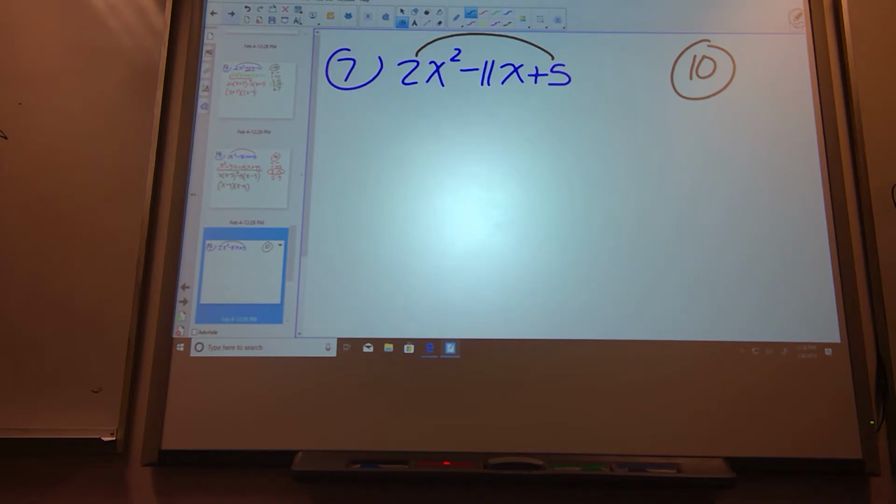Wait, I have a question. Didn't you say that all the numbers have to go into one number? Back me up a little bit. Where are we at? You said you have to find a number that went into all of those. If we have a greatest common factor, yes. These happen to not. How do you know if it has a greatest common factor? Well, 2 doesn't go into 11 evenly.